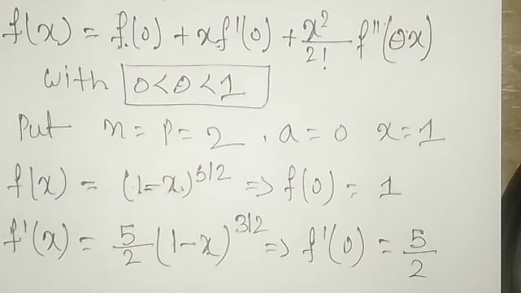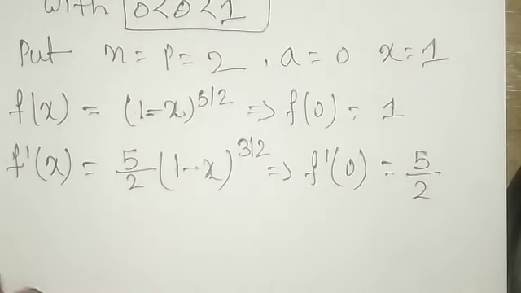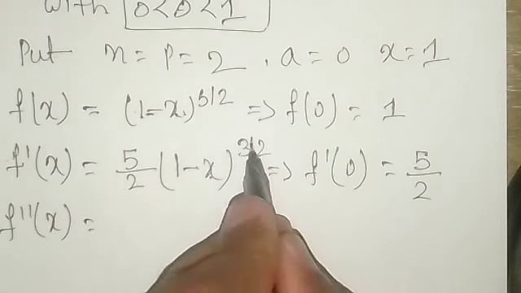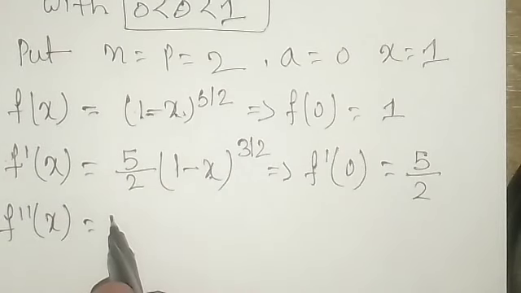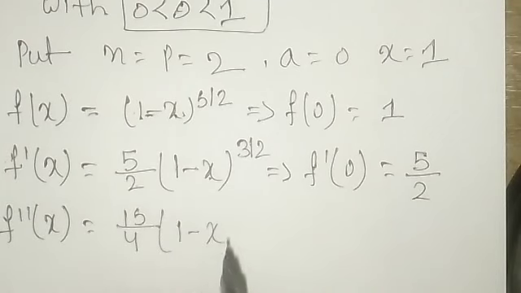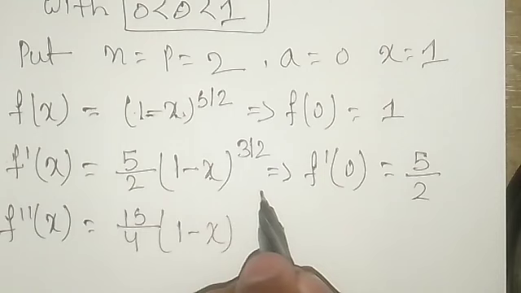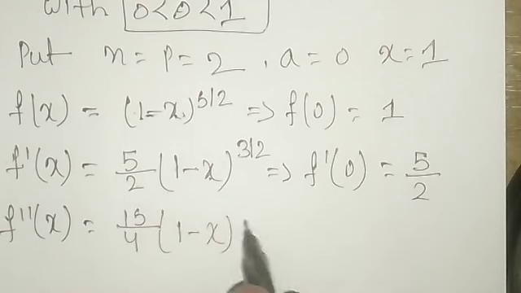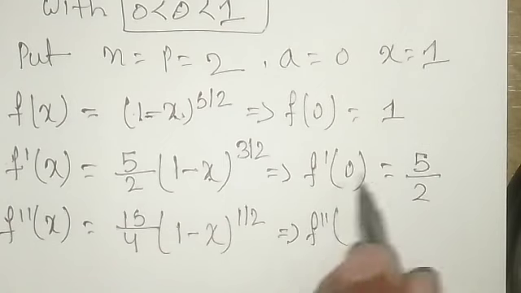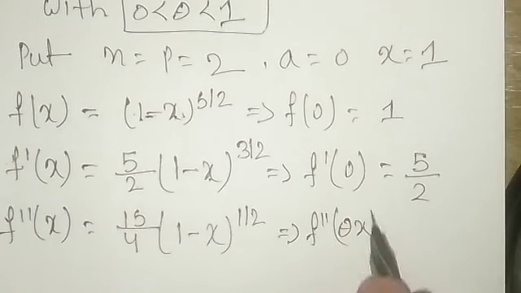Okay, so then we can find that f double dash of x, right? So means double differentiate that function, so it is 3 by 2 into 5 by 2 will be 15 by 4, okay? So it is 15 by 4 into 1 minus x to the power 3 by 2 minus 1, right? So it is 1 by 2, and then we have to find out this f double dash, we don't find at 0, that is at theta of x you can say, right?